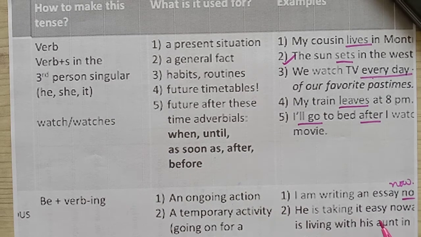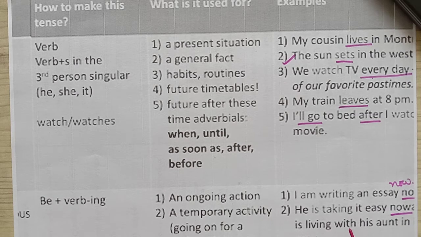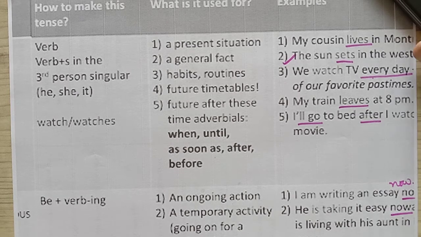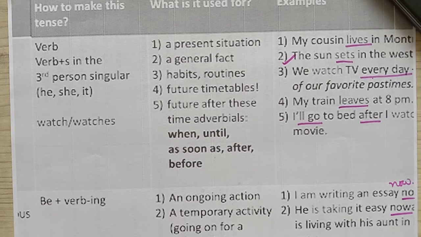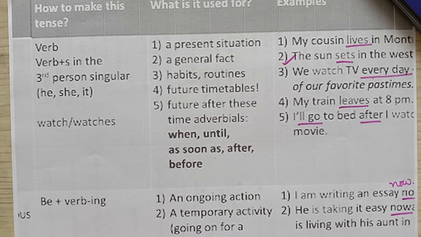He is taking it easy nowadays. Nowadays, he is living with his aunt in a particular city. Nowadays, now, etc. indicate present continuous form of action. It means the action might be taking place in front of our eyes. In such cases, we write present continuous tense.